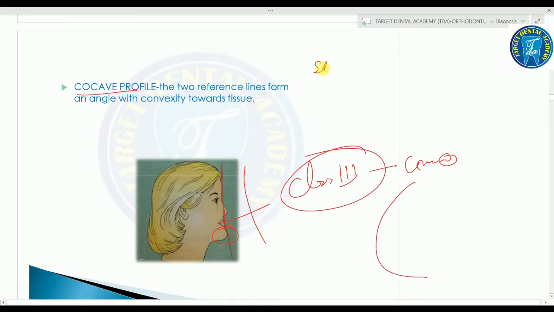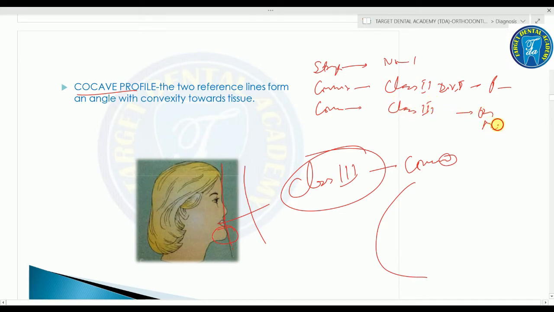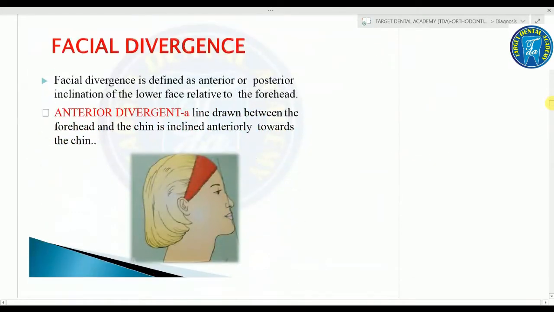Fine. So in your straight profile, the patient has a normal face. Convex profile in class 2 division 1 patient. Why? Due to the proclination of the maxillary anteriors. Concave profile in class 3 patient. Why? Due to the prognathic mandible. Right? So after this, next is the facial divergence.